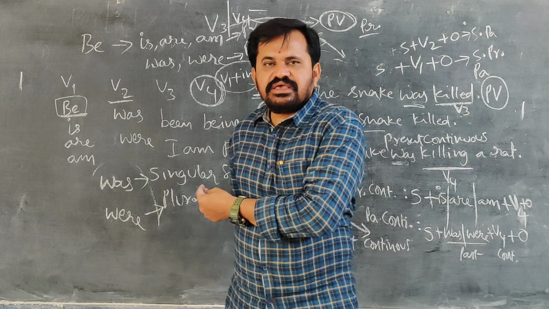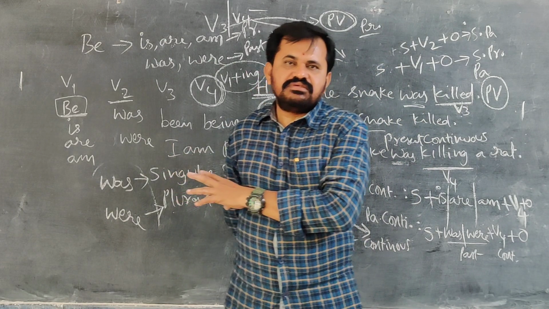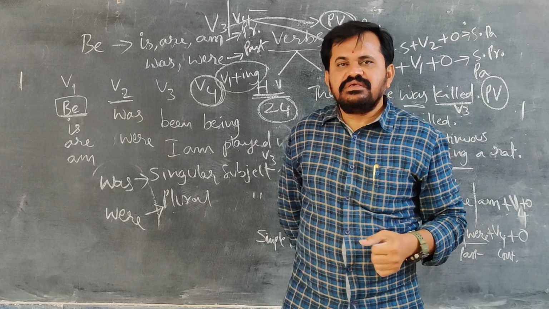And next we go further. This was regarding the usage of am, is, are, was, were, be forms. Next we go for the remaining helping verbs.